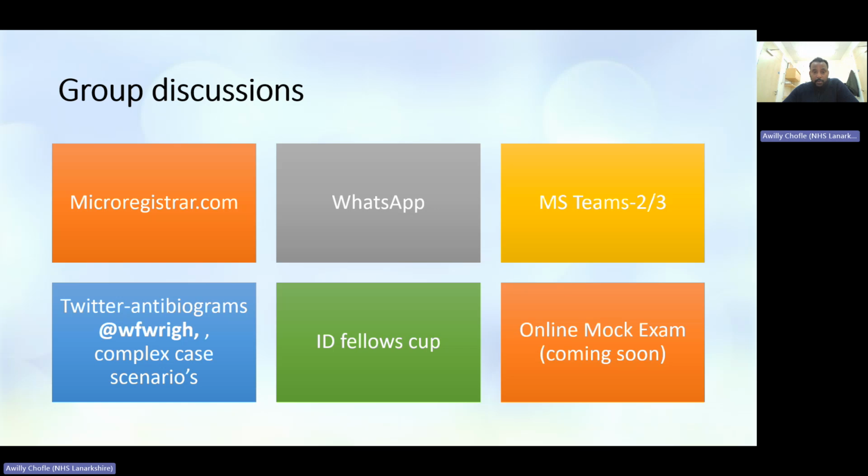Group discussions are very important. Therefore, there's a microregistrar.com group whereby you have a lot of resources. WhatsApp group: it really depends how active you are. In the WhatsApp group, I was writing questions for the group, and that makes it easy. I was writing the questions and people were responding, and that makes an active participation. Also, we have MS Teams with 2 to 3 people discussing. We're discussing almost every day.